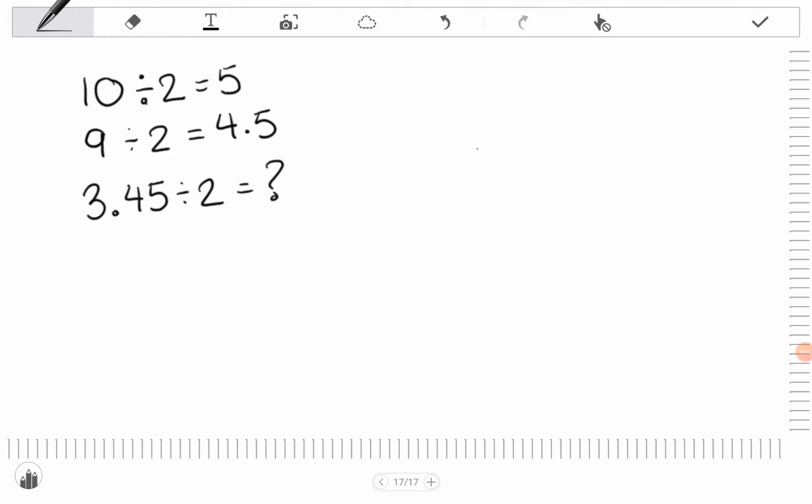And we're going to do it how we normally do it. We're going to write our division like this. 3.45 divided by 2. And we're going to do our division as normal. 3 divided by 2, or how many times does 2 fit in number 3? 2 fits only one time in number 3. 1 times 2 is 2. And we subtract. 3 minus 2 is 1.